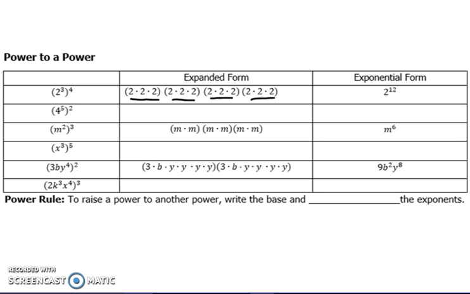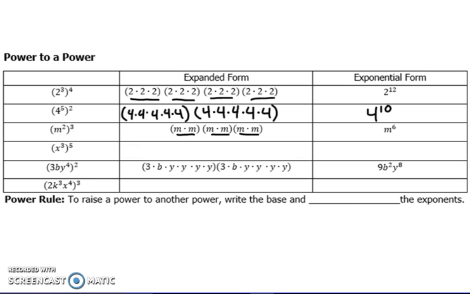In this case, my base is 4 to the 5th, so that means I need 4 5 times, and I need 2 groups. So now I need another group of 4 to the 5th. Well, if I look, all my bases are still 4, but now if I count them, there are 10 of them. The same thing's going to go for variables. If it's m to the second 3 times, well, I have m times m, and I have 3 groups of them. All my bases are the same, and there's 6, so now my new exponent is m to the 6th.